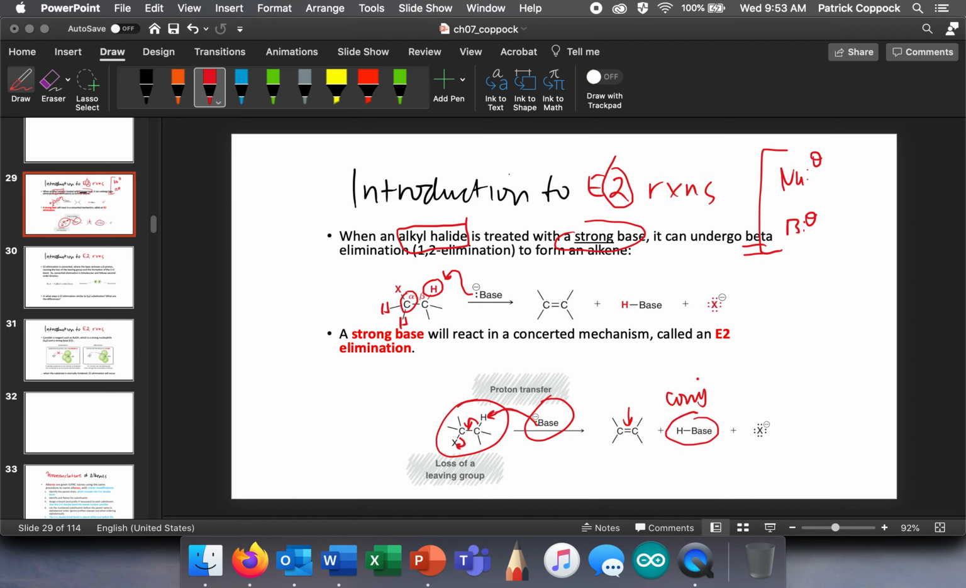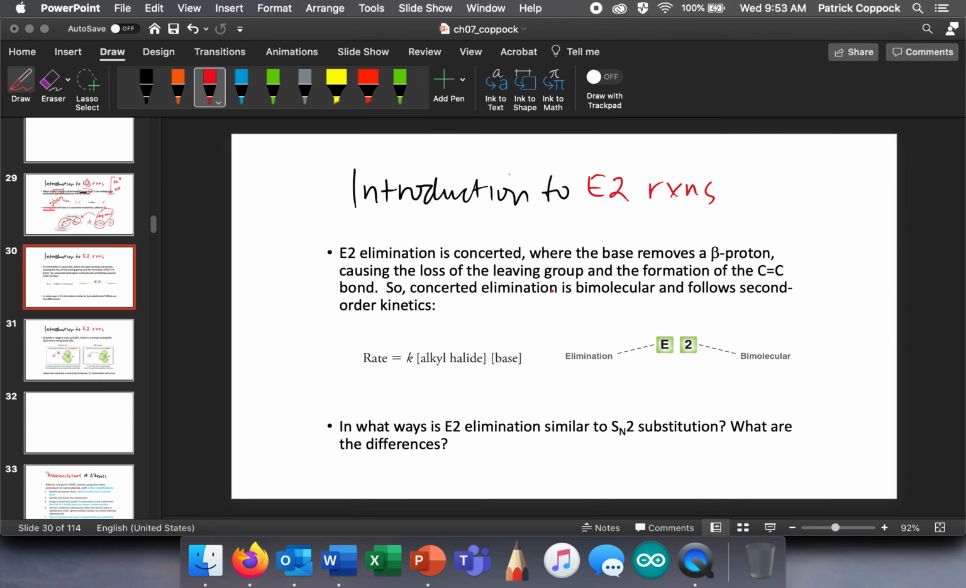This is the conjugate acid of that base, and there's your leaving group. Okay, so this is a brief introduction to E2. Let's look a little more at it.